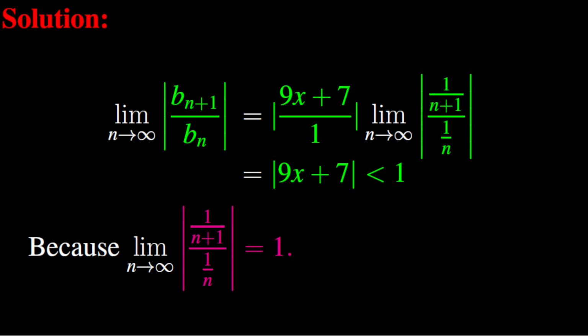The limit of the ratio is equal to the absolute value of 9x + 7, which must be less than 1 for the series to converge. This is because the limit as n goes to infinity of the fraction 1 over n plus 1 over n is equal to 1. This comes from the fact that this quantity is a fraction of polynomials with the same degree and the same leading coefficients.